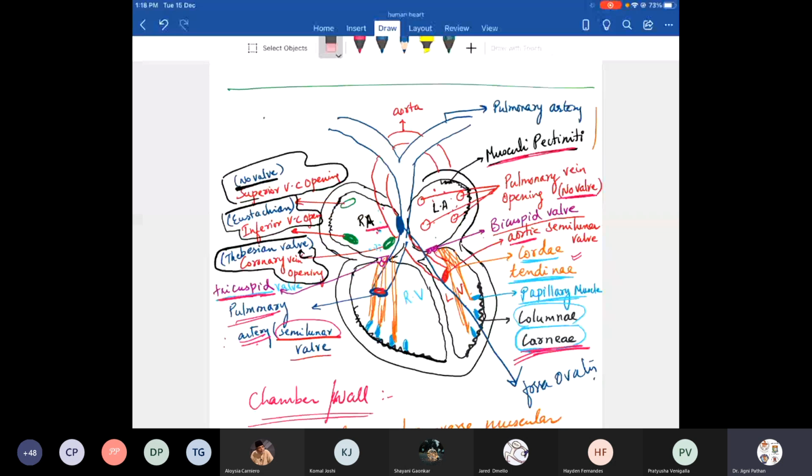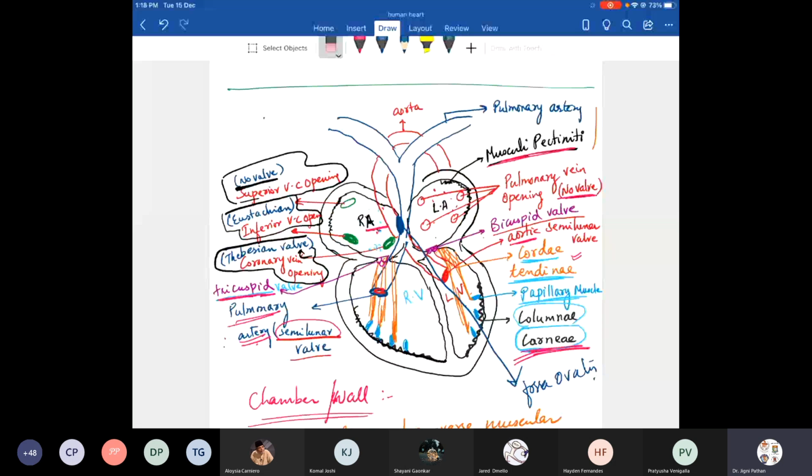Done. Now listen. Everybody drop the pencil, pen, whichever. Everybody please listen. Look into the right auricle chamber. This is the internal structure. We are taking a cross section and learning the internal structure. Right auricle.